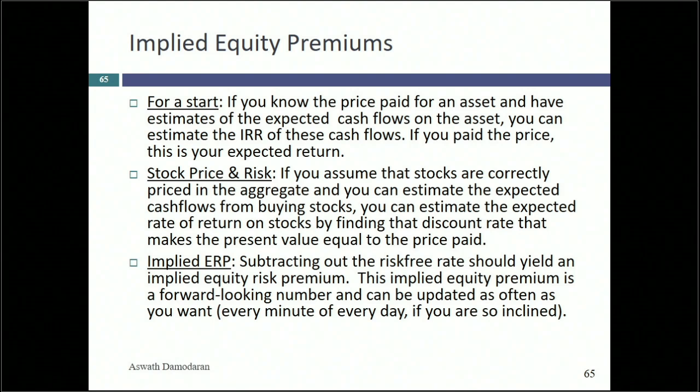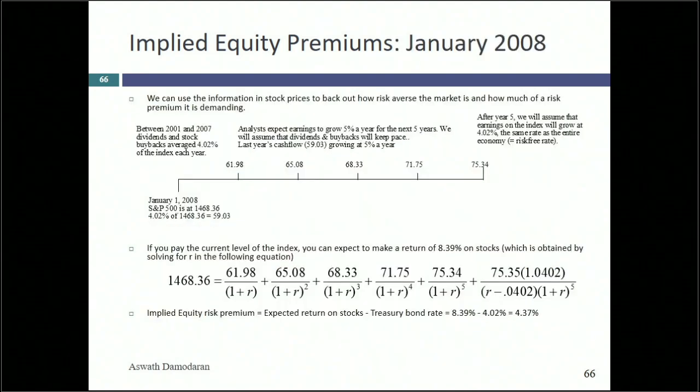And once I do that, I can back out an equity risk premium. So rather than talk in abstractions, let me take you back to the start of 2008. There's a reason I want to go back that far. This was the year of the crisis, but it was the start of the year. The S&P 500 was trading at 1,468.36. That's what people were paying for the index.